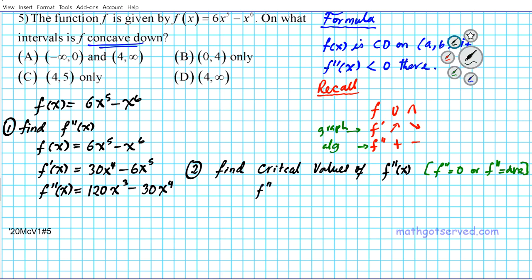So let's do the first one. Let's find where f double prime of x is equal to 0. So we have 120x to the 3rd minus 30x to the 4th. Solve this algebraically for x. Okay, so set equal to 0, solve for x. What can we factor out? We can factor out the GCF, 30x to the 3rd, which leaves us with 4 minus x equals 0. Using the zero product property, we set both factors to 0 and solve.